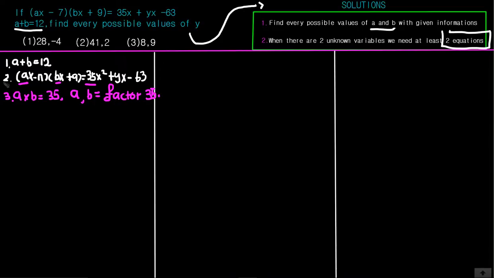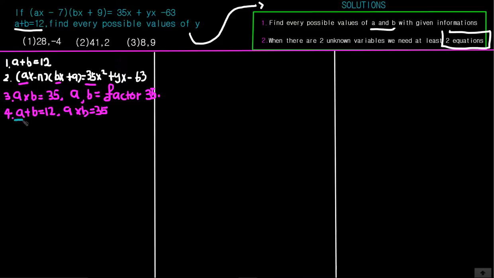And now we can bring all the information that is given into one step. So we can just write in the fourth step that a plus b is equal to 12, and a times b is equal to 35. Now what I'm going to do is isolate one unknown variable and input the value into the other equation to find the exact value.